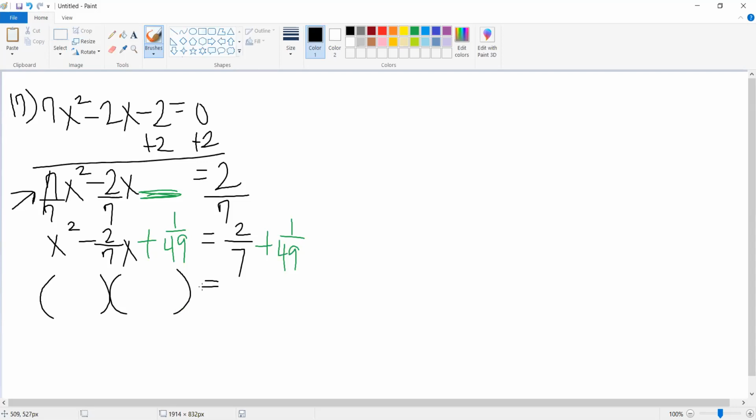Now, whenever you have fractions, it's kind of harder to factor. What I do is I just remember what I took half of. So when I took half of negative 2 over 7, that gave me negative 1 over 7. That is what you put in the last two spots.